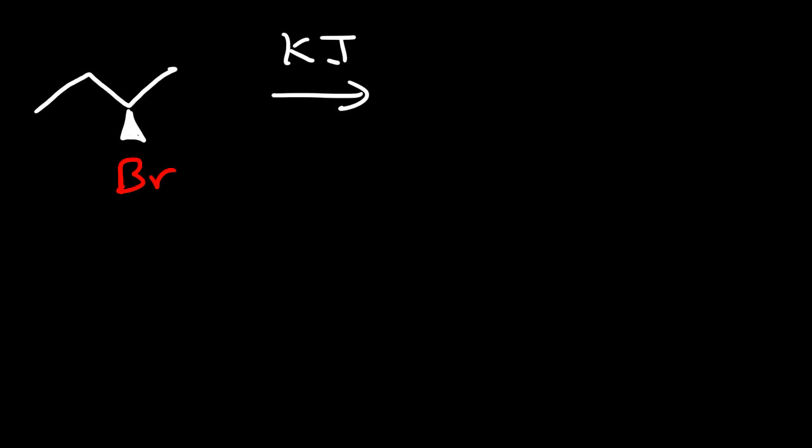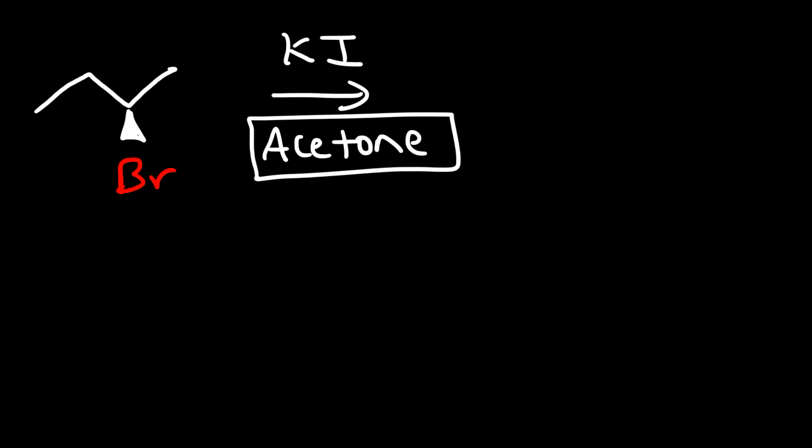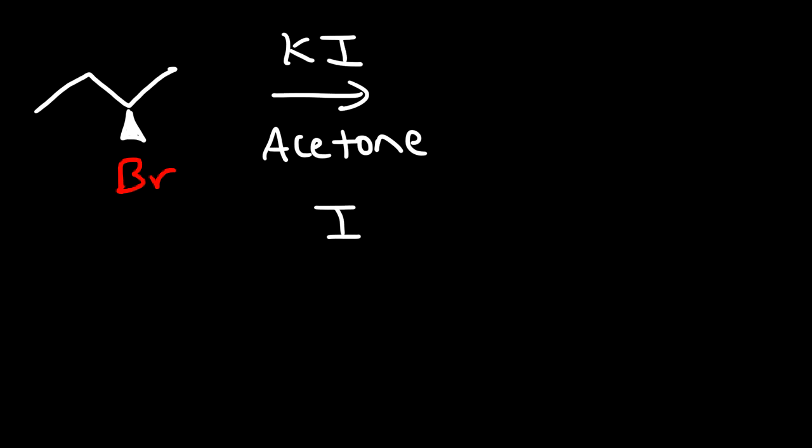Now let's say we have 2-bromobutane. What's going to happen if we react it with potassium iodide and acetone? So here we have a secondary alkyl halide, a polar aprotic solvent, and iodide is a good nucleophile. When you see these conditions, they favor the SN2 reaction. So the iodide will attack from the back, kicking out the leaving group.